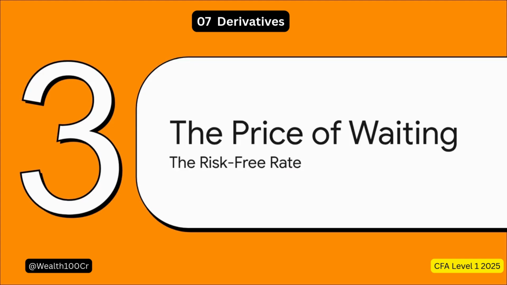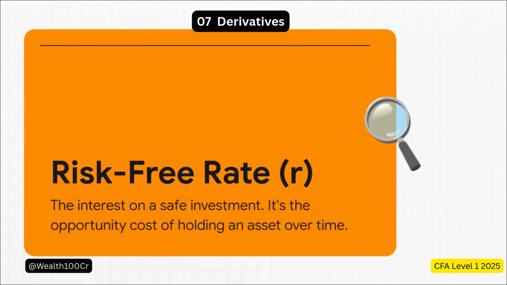Now, you might have noticed something in our second strategy. We had to borrow money. And borrowing money is never free, is it? There's always a cost. And this cost is our next big idea, the price of waiting. This price of waiting is called the risk-free rate. It's a very simple idea. Think of it like the interest you get from the bank in a fixed deposit. It's 100% safe, guaranteed return. It is the money you earn just for waiting, for letting someone else use your money for a period of time without taking any risk at all.